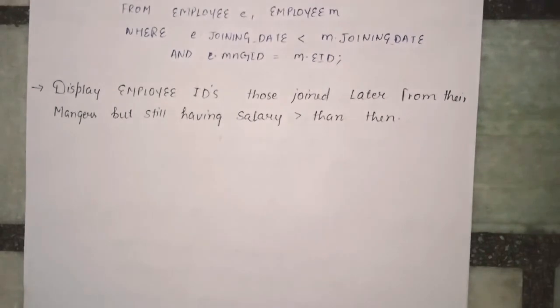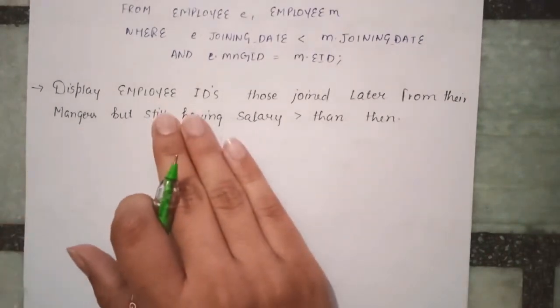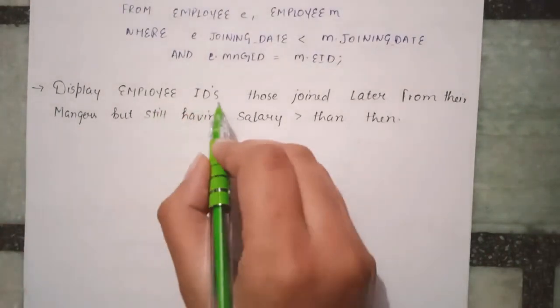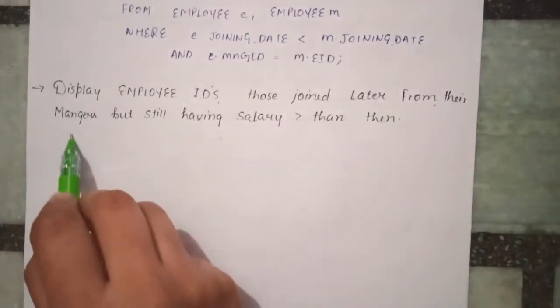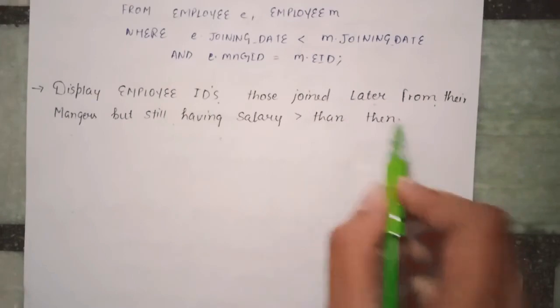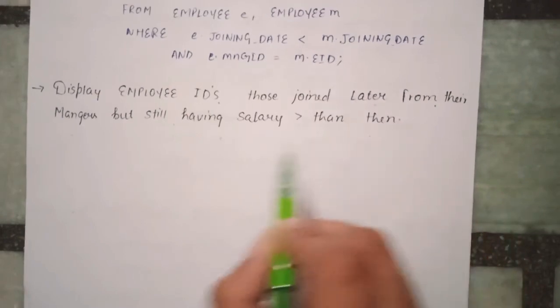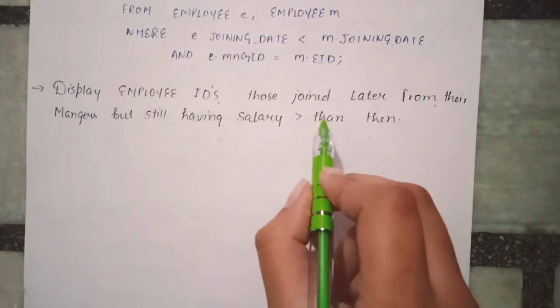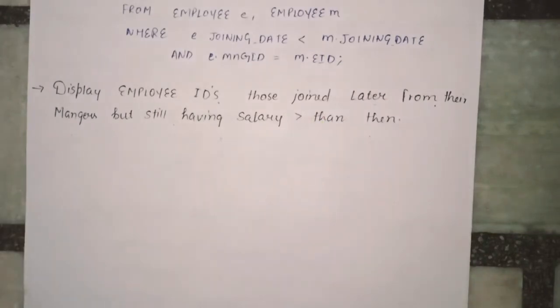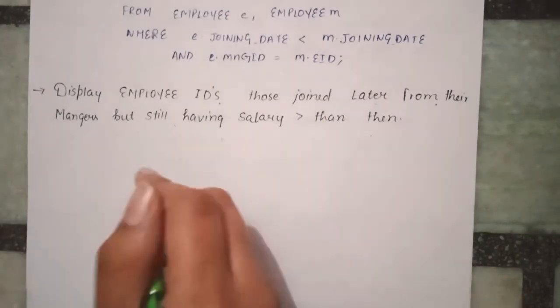See, what is it saying over here? Display employee IDs. Okay, now we want just employee IDs of those who joined later than their managers and still have a salary greater than their managers. Firstly we want those employees who joined later, and the second is their salary is also greater than their managers. Okay, now let's see how we write it.